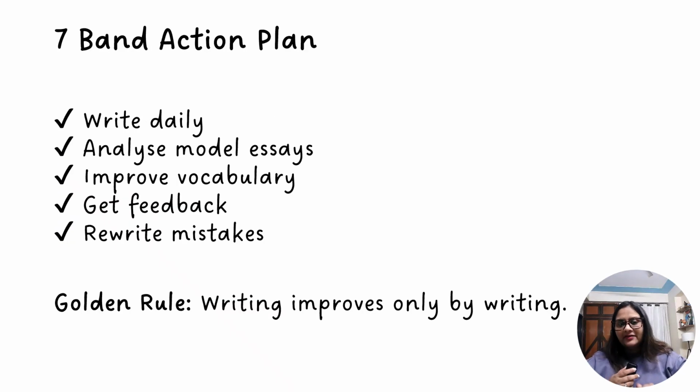So the action plan you can follow for IELTS Band 7 is, first and foremost, write daily. Sometimes we feel, okay, I'll sit in a room with a perfect atmosphere where nobody will disturb me, and only then I'll start writing. No, it shouldn't be like that. Even if you're sitting among so many people, take out your pen and notebook and start writing. Either write it in your phone, in notes, whatever. Just write your essay.